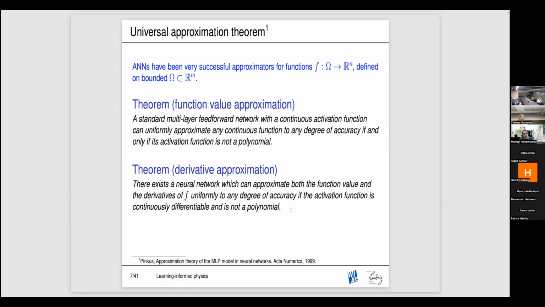So this is one type of approximation, which is qualitative only. It's not quantitative in the sense that it will give you a size of network or an approximation rate, but it at least tells us there is a density with these kinds of approximations.